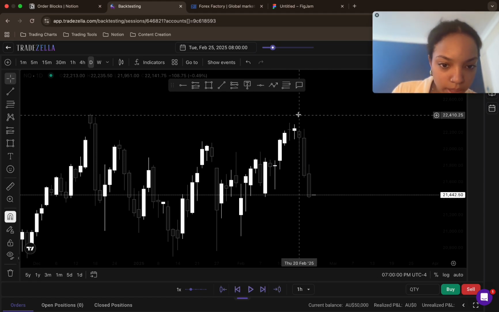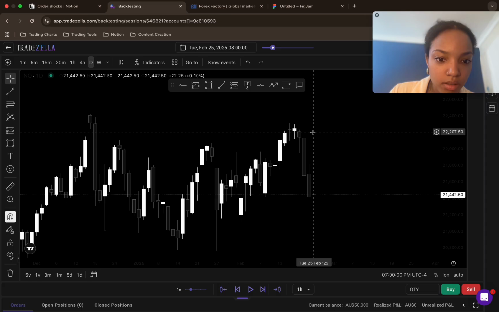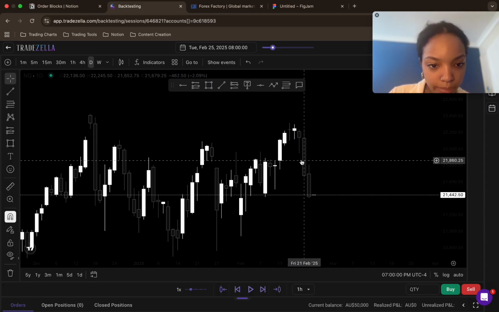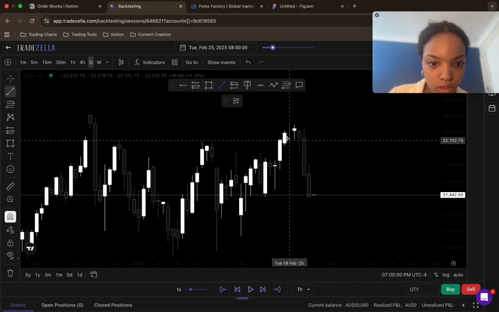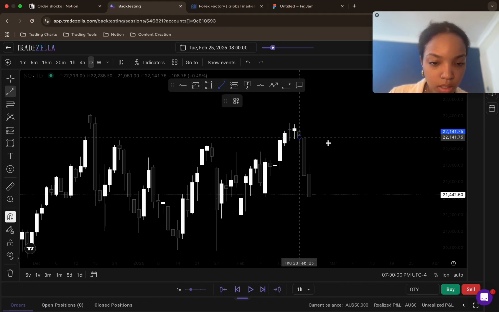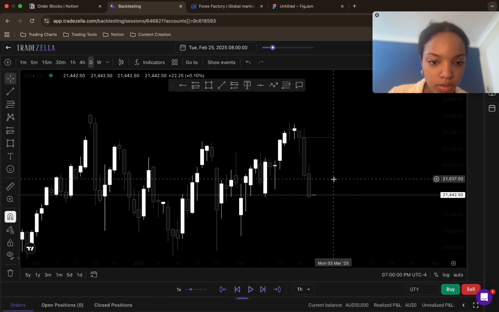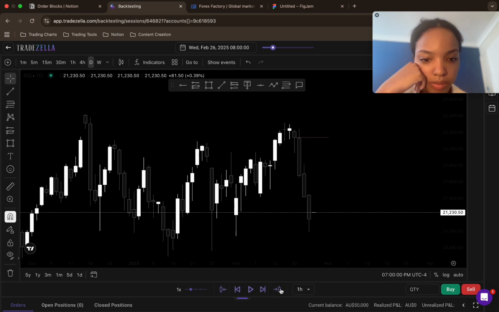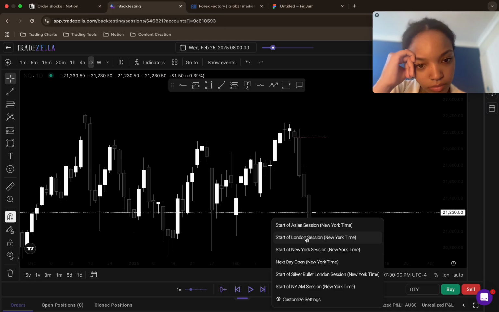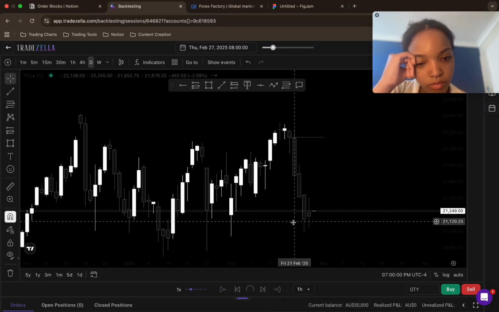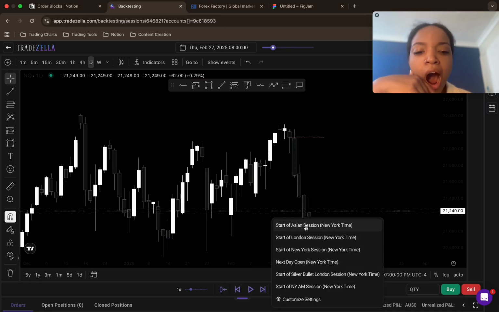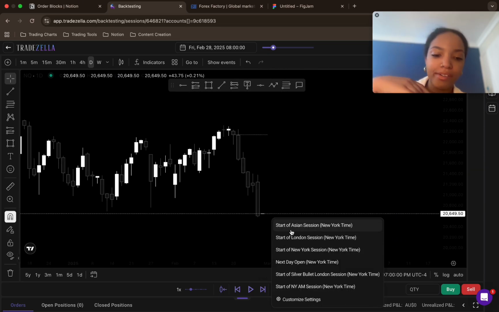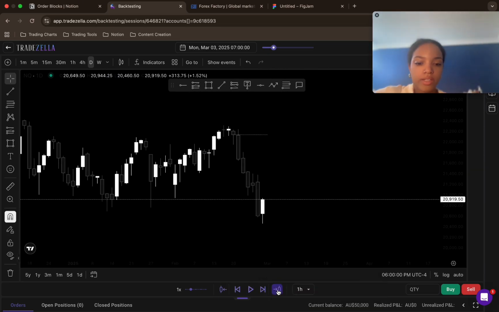Okay, well now we've had this big move down here. I think that would make our order block up here, because we've got the imbalance with the break of structure. So I think this would be our bearish order block. But let's have a look. It was quite a significant drop in price.